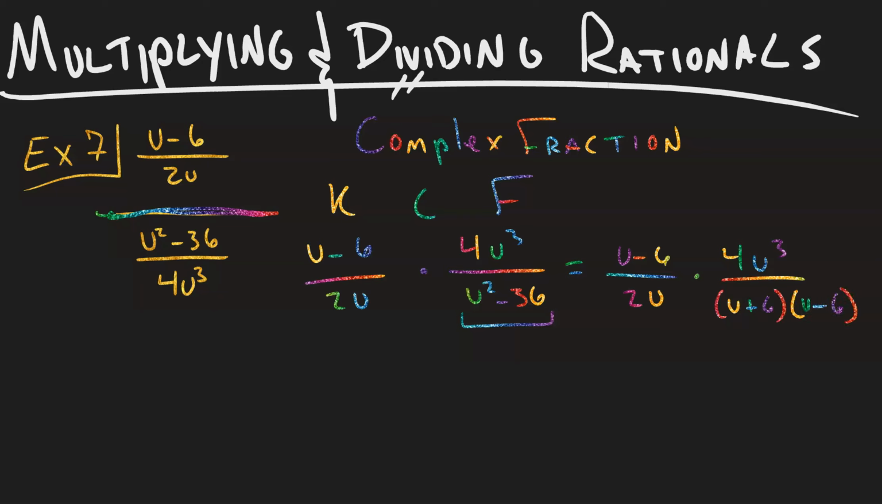Now let's go ahead and cancel out our common terms. So u minus 6 cancels out u minus 6. 4 divided by 2 just leaves us with 2. U cubed divided by u is u squared. And so we're left with our simplified fraction of 2u squared over u plus 6.